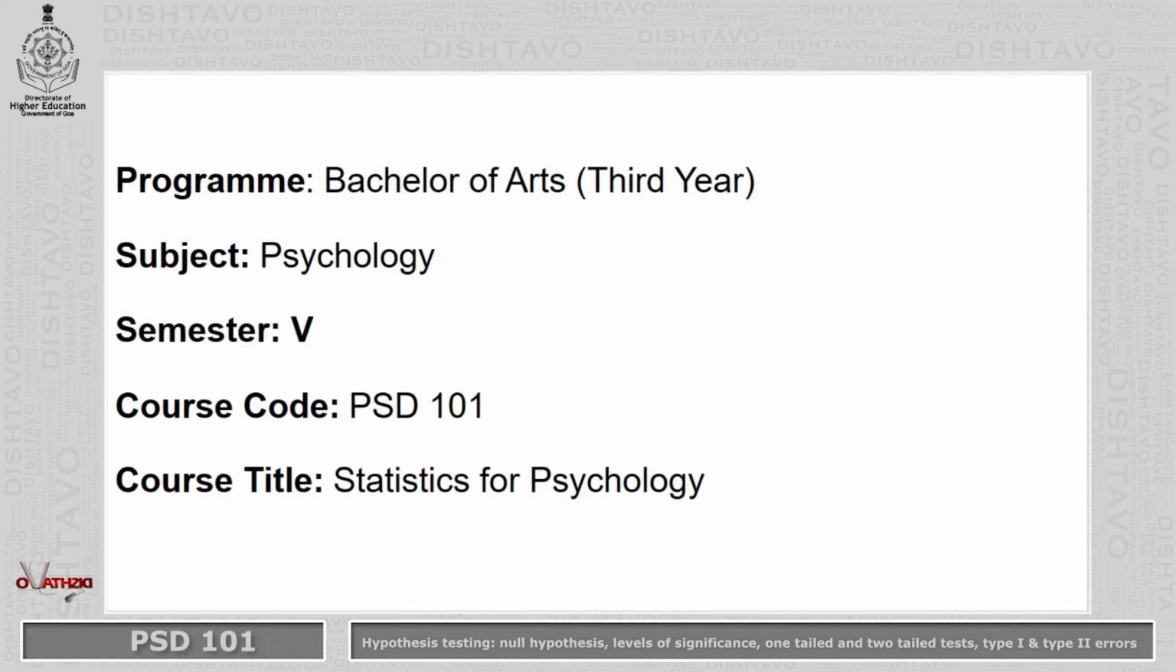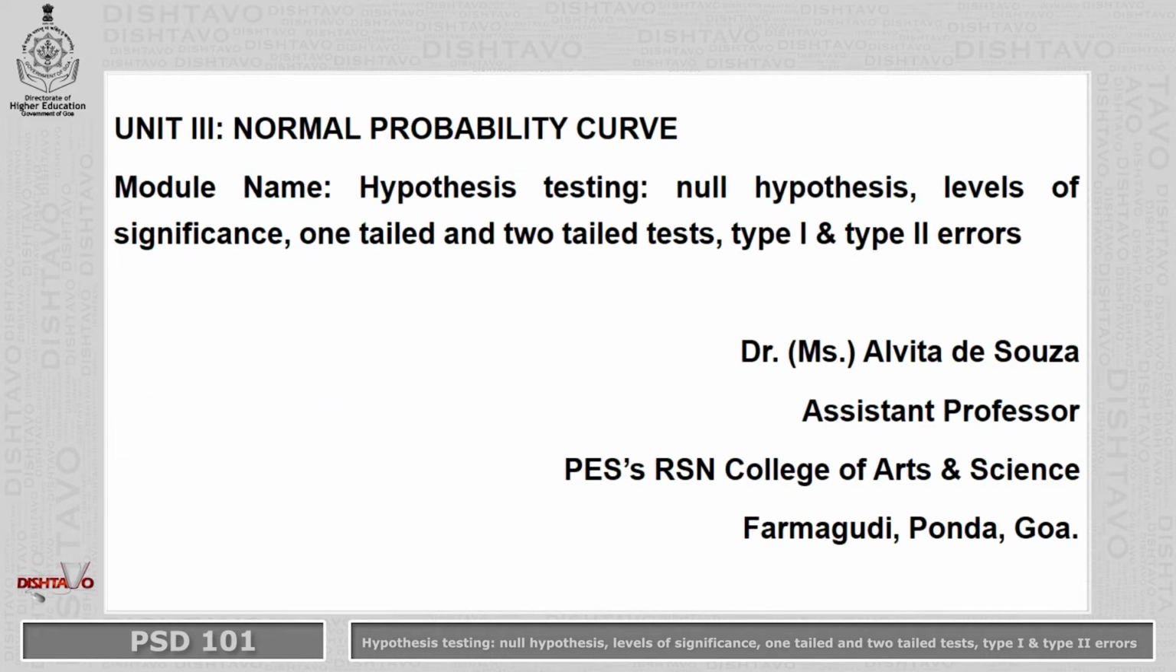This program is designed for the Bachelor of Arts, particularly for TYBA students in the subject of psychology. It is best suited for semester 5. The course code is PSD 101 and the course title is Statistics for Psychology. In this module, we will cover Unit 3, which is known as the Normal Probability Curve.